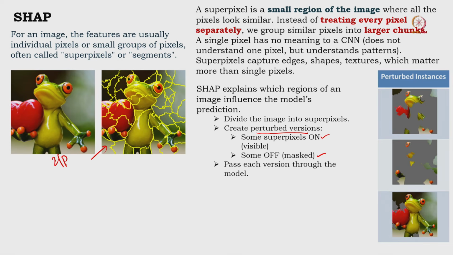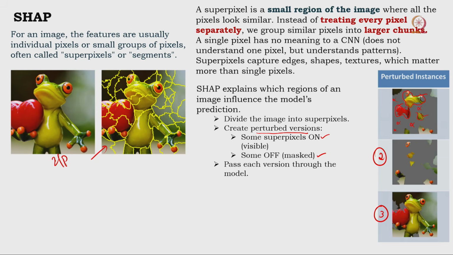Here are the perturbed instances. We can see that there are some superpixels which are on and some which are off. All these are the superpixels which are off, and all these are the superpixels which are on. By doing this, we get a perturbed instance of the original image. Here is a second perturbed instance, where many superpixels are off. This is a third perturbed instance, where a few superpixels are off.